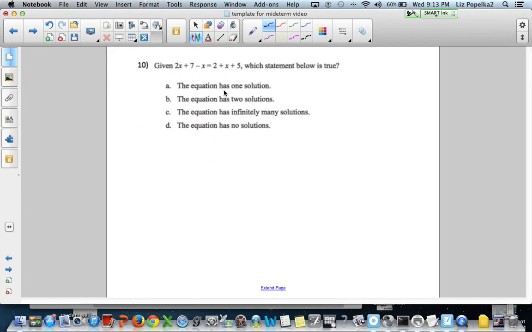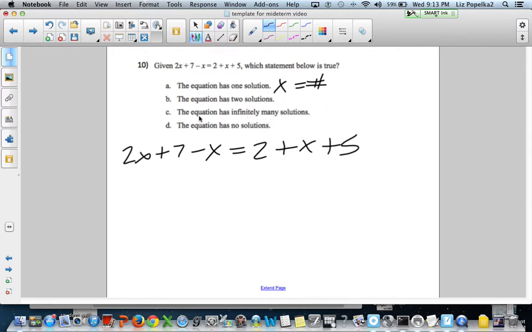Number 10, which statement is true? So 2x plus 7 minus x is equal to 2 plus x plus 5. So the equation has one solution. Now, if it only has one solution, by the time we get done with this, it should be x on one side and a number on the other. X is equal to a particular number. Two solutions, I'm not really sure what that means. I'm going to come back to that.